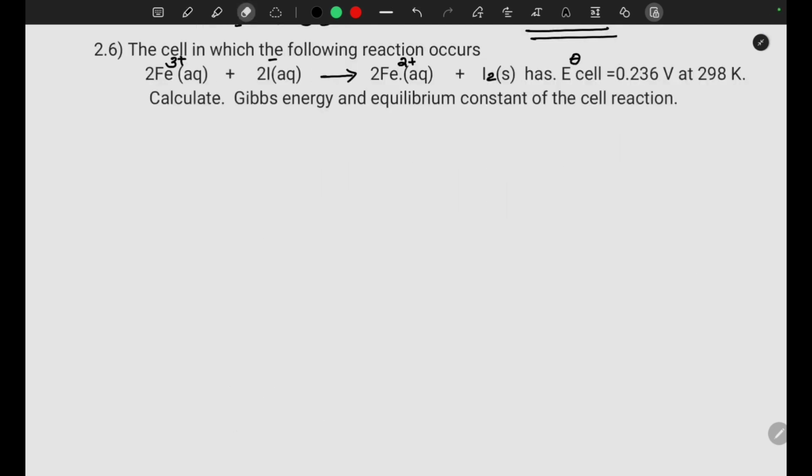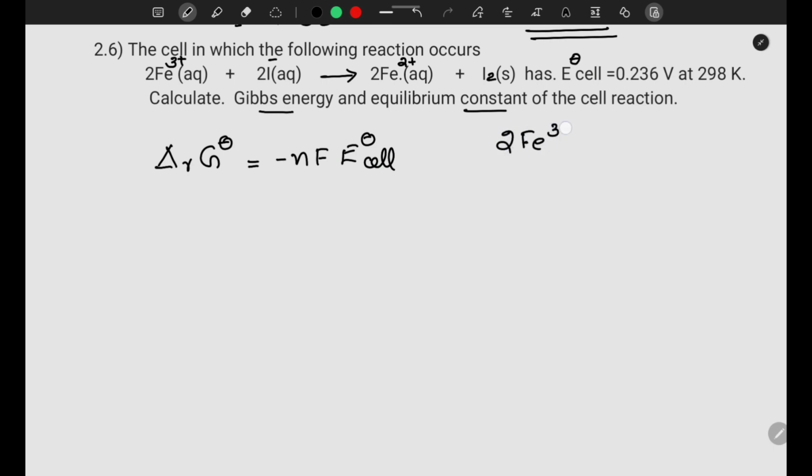The cell in which the following reaction occurs: 2Fe3+ + 2I- gives 2Fe2+ + I2, has E° cell 0.236 volt. Calculate the Gibbs energy and equilibrium constant of the cell reaction. Gibbs energy means delta G naught. So standard Gibbs energy is equal to minus nFE° cell, where n is the number of moles of electrons involved in the redox equation.